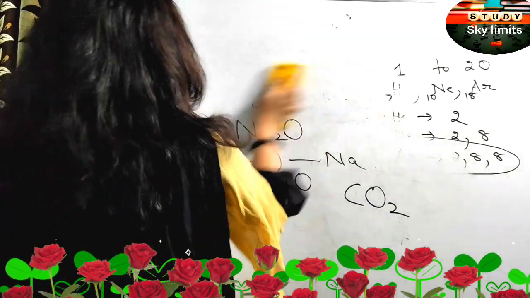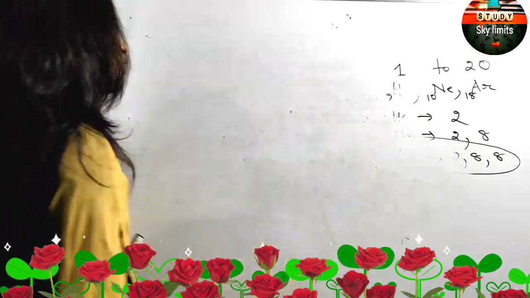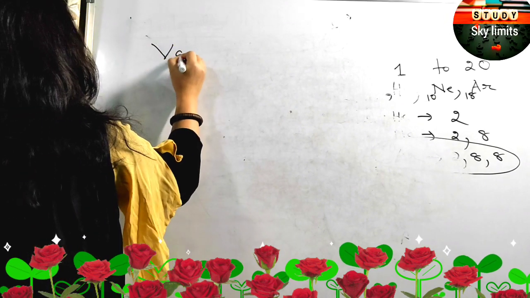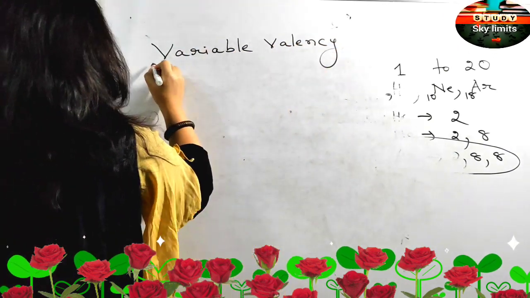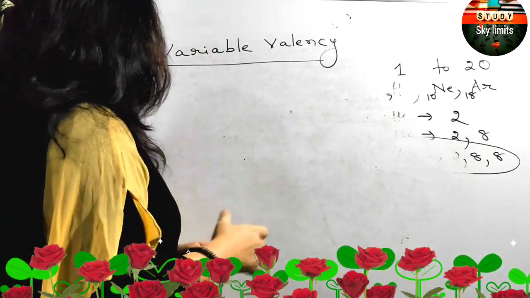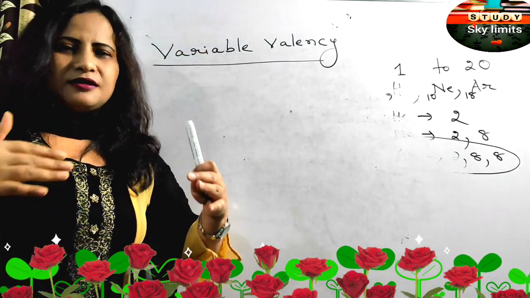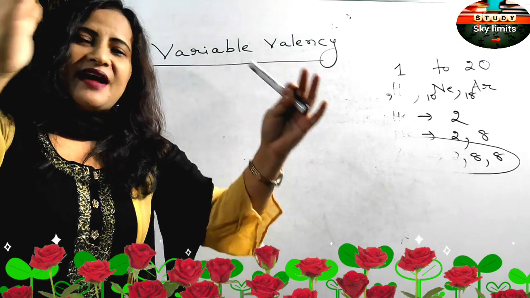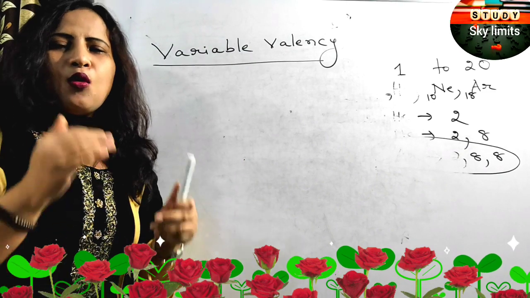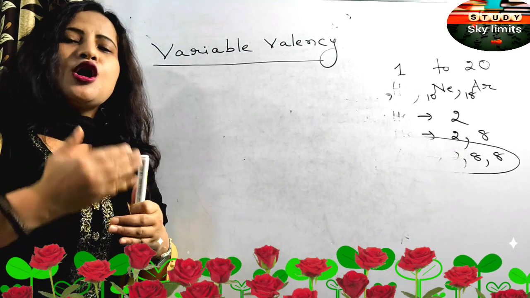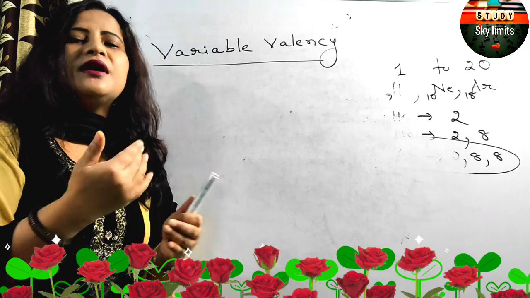Now, let us come to the next topic on valency, that is called variable valency. Now, what is this variable valency? You must have read earlier that some elements show more than one valency. Till now, I have been saying that the electrons present in the valence shell are involved in a chemical reaction, right? But sometimes, electrons are also lost from the penultimate shells. That means from the inner shells, not only from the outermost shell.